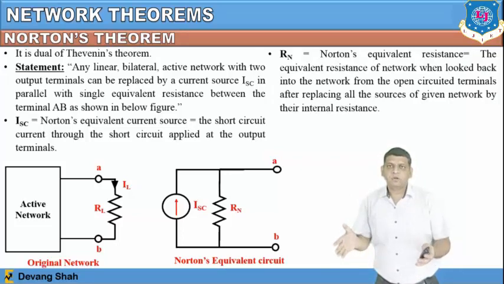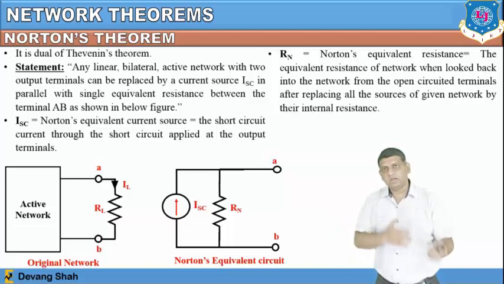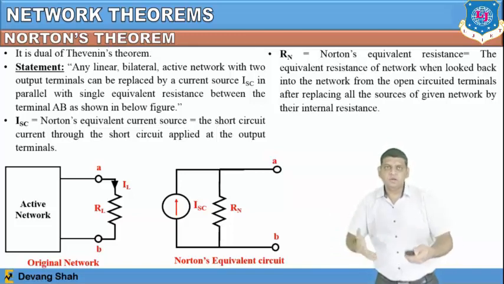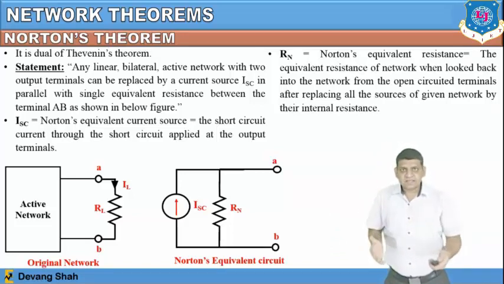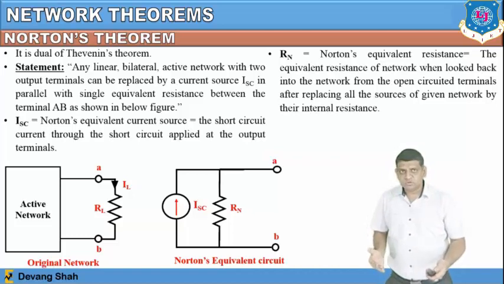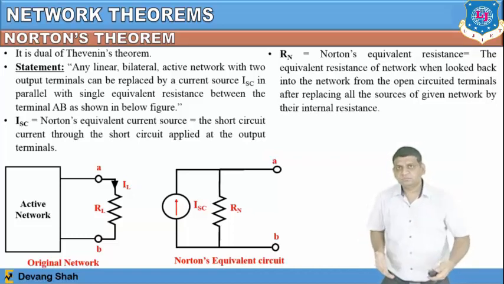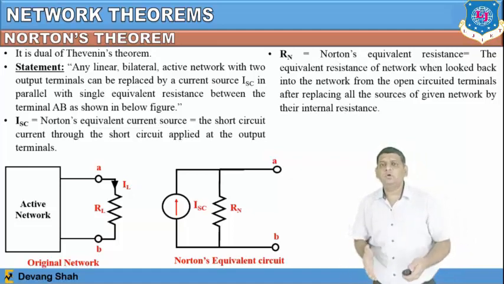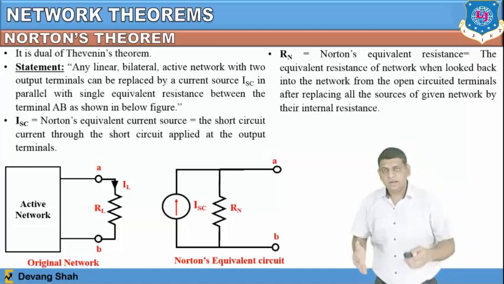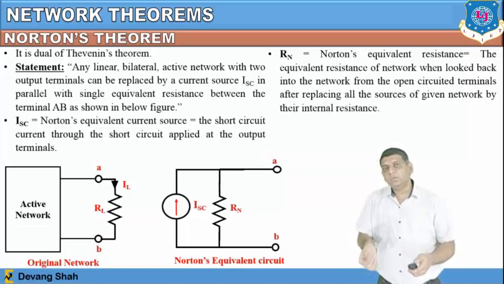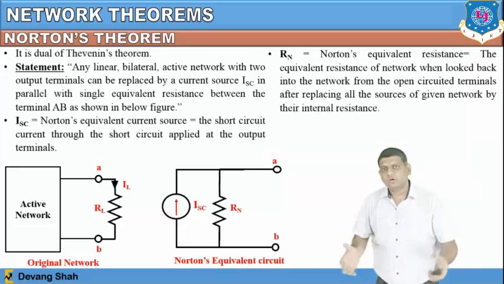So both are in parallel, and then you have to connect your actual RL, right? Here the ISC is nothing but the Norton equivalent current source, where if you remove the RL at the initial part, then you have to make that particular terminal A and B short, and whatever current is passing through terminal A and B, that is defined as your short circuit current, right?